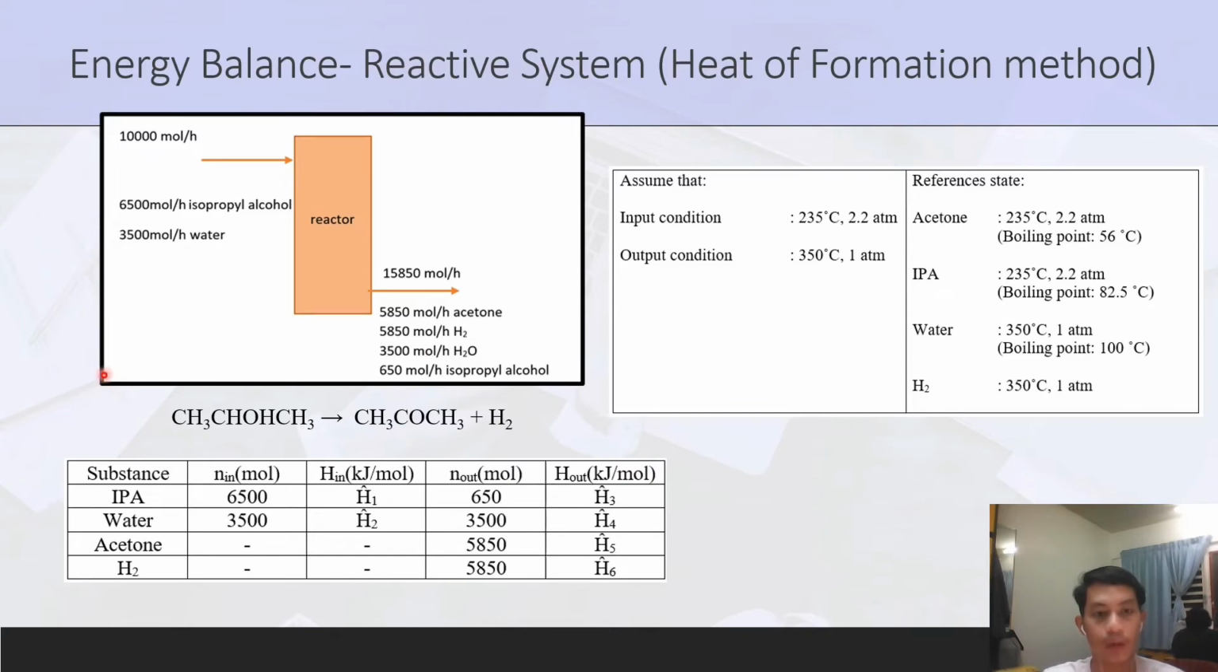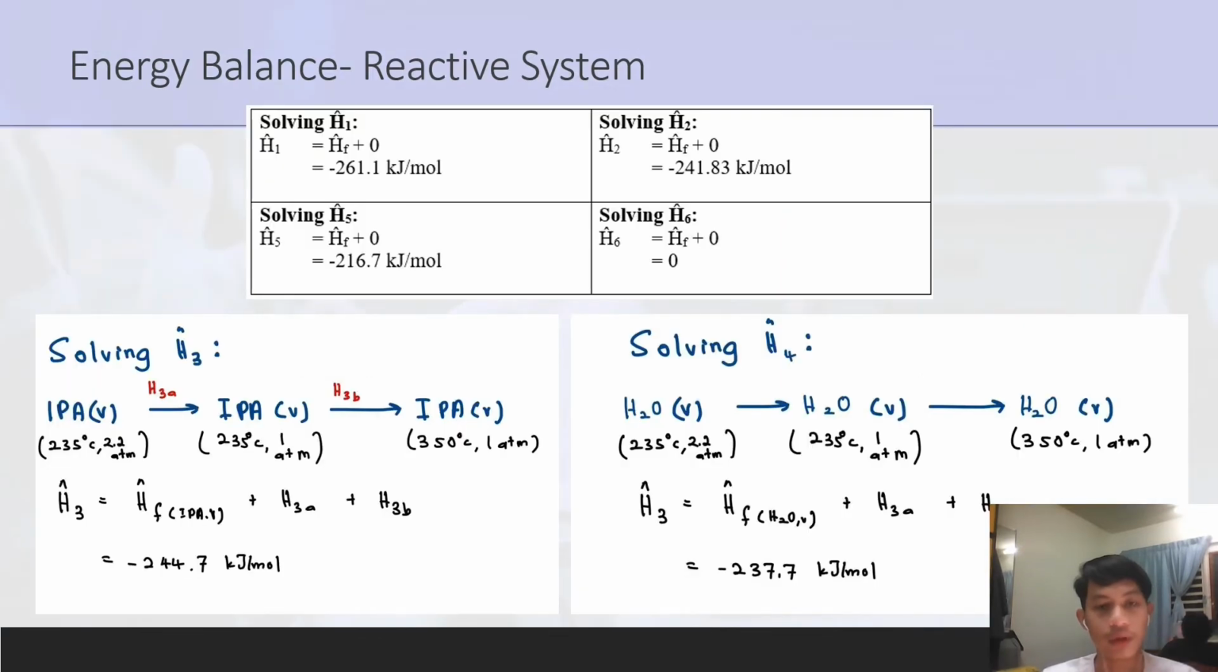By doing mass balance, we could obtain the value of stream and component in each part. Then, we need to create an inlet and outlet table. After that, we need to assume the condition of input and output of the reactor. Also, we must determine the reference state of each component. By doing all the requirements, we could proceed in calculating the enthalpy. Next, we can calculate the enthalpy of each component.